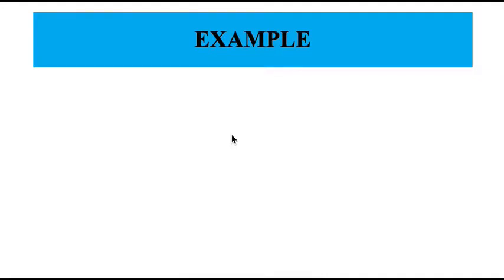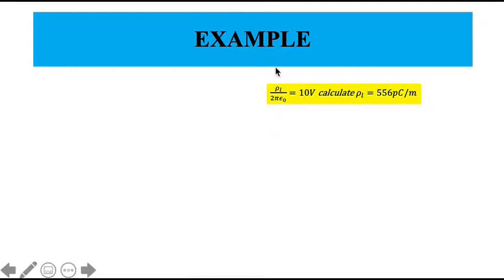Everyone, now we are going to discuss an example related to the infinite line charge. For simplicity, let us consider rho L by 2 pi epsilon naught equals 10 volts. From this expression you can easily calculate the value of rho L, and it turns out to be 556 picocoulombs per meter. We know that epsilon naught equals 8.85 times 10 to the power minus 12 farads per meter. By substituting its value we can calculate the value of rho L.